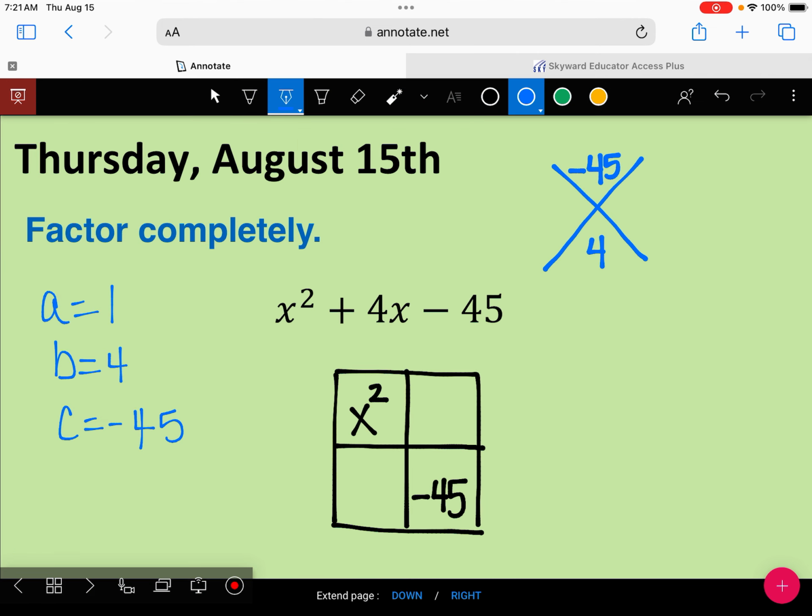Don't say it out loud, but just give me a thumbs up if you think you know my two numbers. I'm not going to call on you. I just want to see who knows my numbers. Got a couple people that know it, maybe 3 people. If you're not sure, you can look at your multiplication chart, find 45. I'll give you a couple minutes.